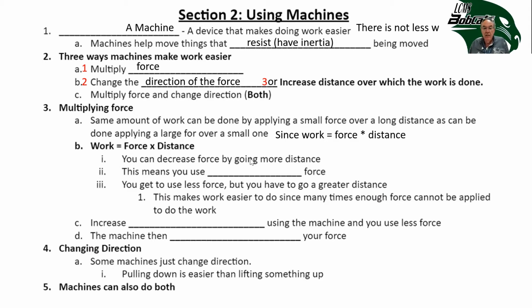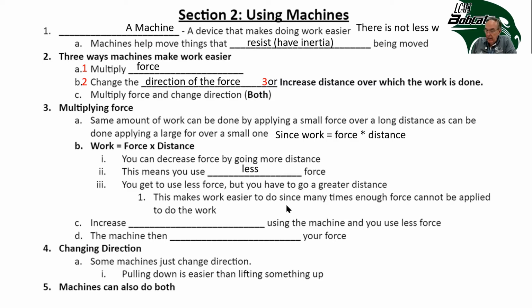This means you can decrease the force by using more distance. This means you can use less force, which is how it makes the work easier, because it allows us to use less force and move things that we normally wouldn't be able to move. Okay? You get to use less force, but you have to go a greater distance, so there's a trade-off. You don't get anything for free. This makes work easier to do, since many times enough force cannot be applied to do the work.